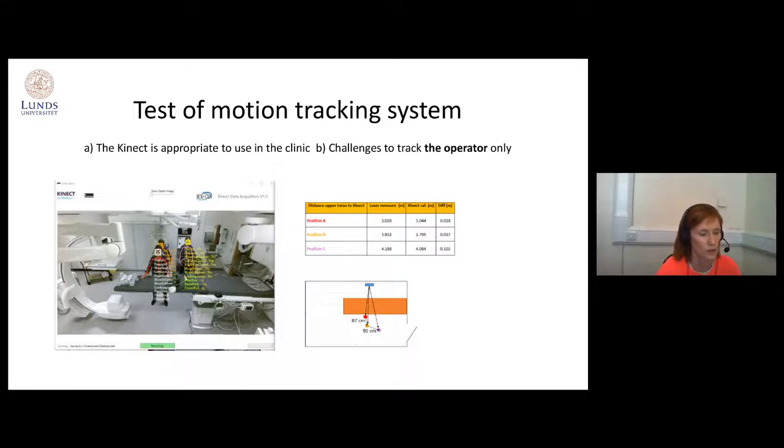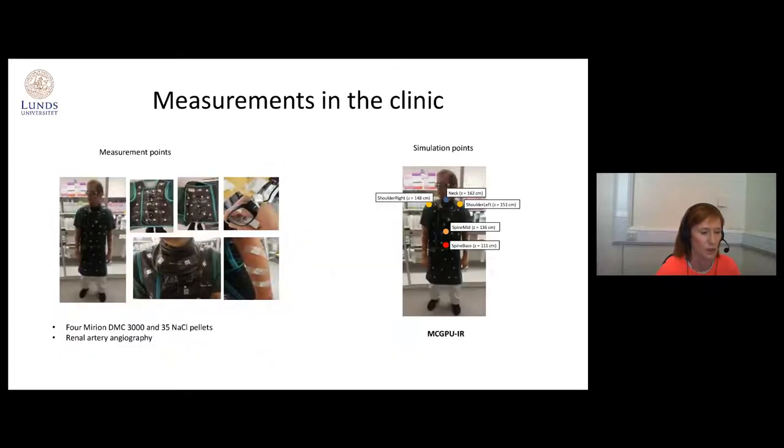So first of all, it was to look at a test of the motion tracking system. So all of this was about getting the Kinect camera installed in the hospital, connected to a PC, functioning successfully, and doing some calibration measurements as well, just making sure that the measurements from the Kinect are accurate. So a lot of work was done there in Malmo at the beginning, just phantom studies.